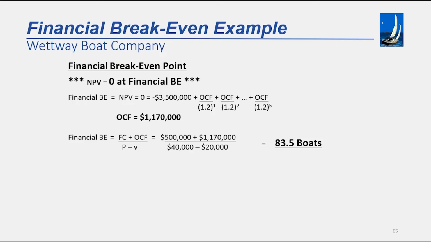That will make my discounted cash inflows equal to my cash outflow and an NPV equal to zero. And then I can see how many boats I need to make and sell to generate OCF of 1.17 million. So fixed cost plus 1.17 million over contribution margin of 20,000. And I get a number of 83 and a half boats, which is close to my initial estimate of 85 boats, my initial toss-up number, but to get to NPV equals zero, I need to only make 83 and a half boats.